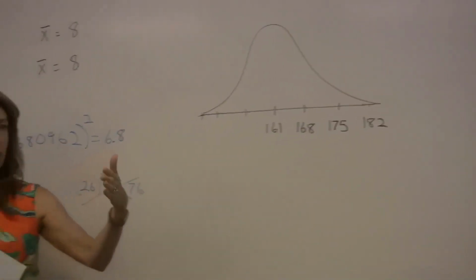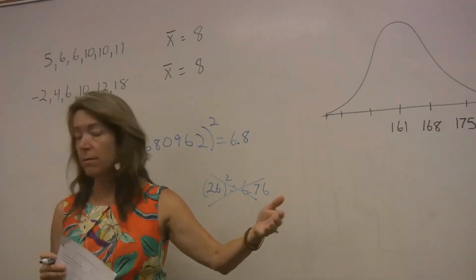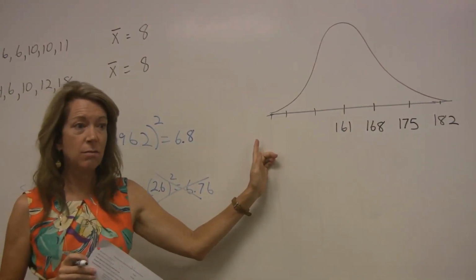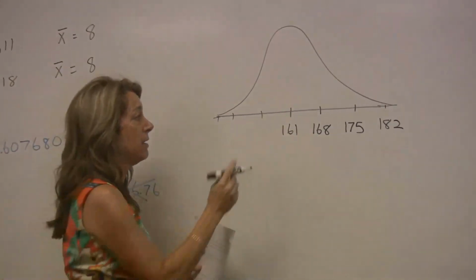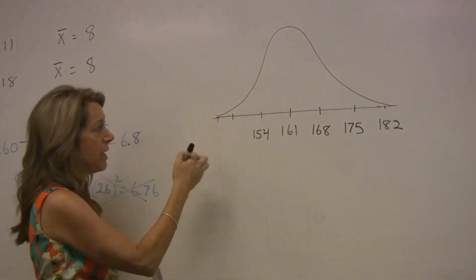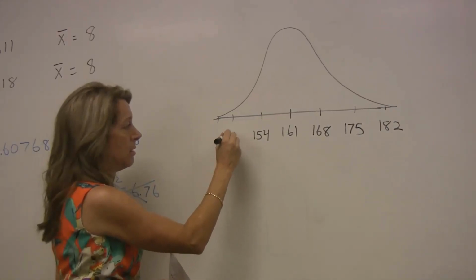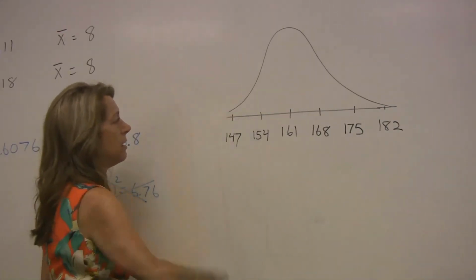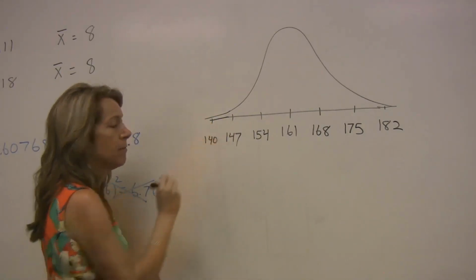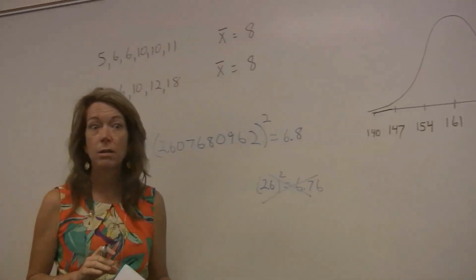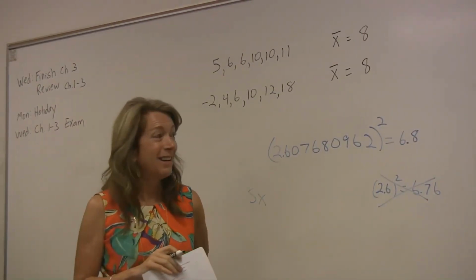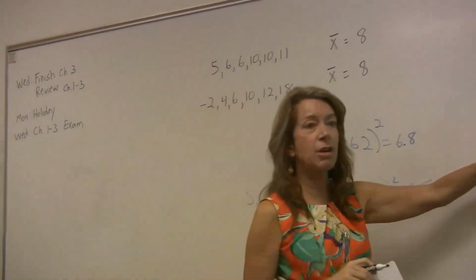Are we all right with where those numbers are coming from? Adding the standard deviation. And then if I go this way, I'm going to subtract the standard deviation. So 161 minus 7 is 154. And if I subtract 7 again, 147, and again, 140. I'm subtracting in my head. Tell me if I'm wrong. Okay, we're good. So this number line describes women's heights.